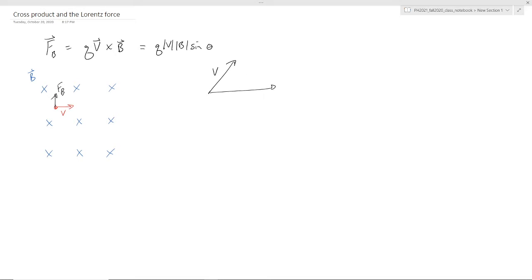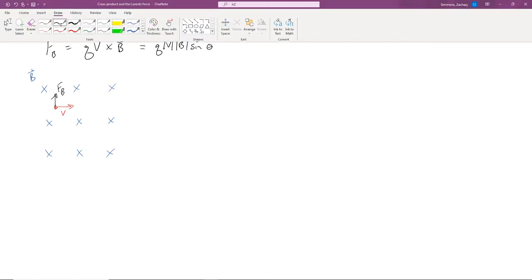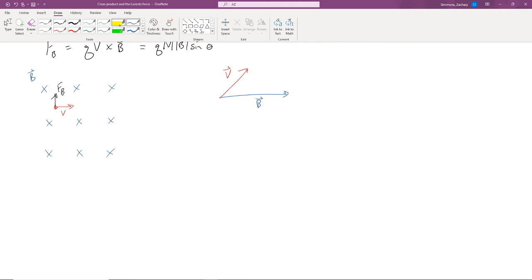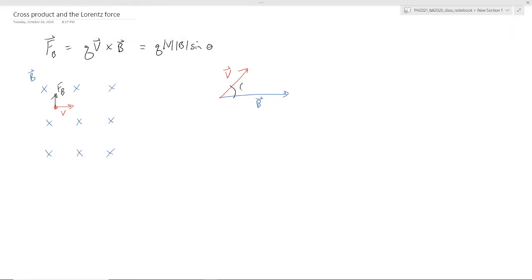V and, well, actually, let me put these in color just to keep consistent here. If your problem is specified such that you can see the angle between the velocity and the magnetic field, then you could solve problems with this expression. But more often than not, your vectors for V and B are not expressed like this. They're expressed as components, and in that case, we have to evaluate the cross product.